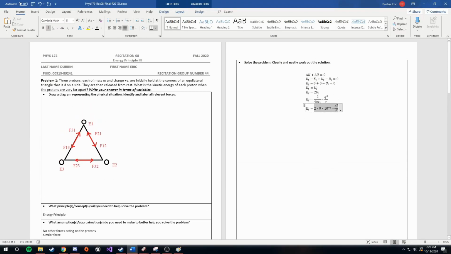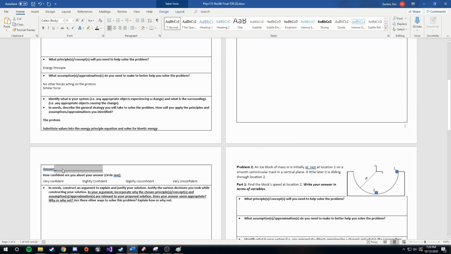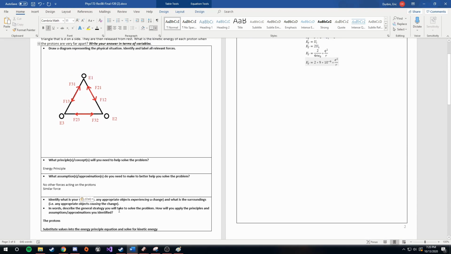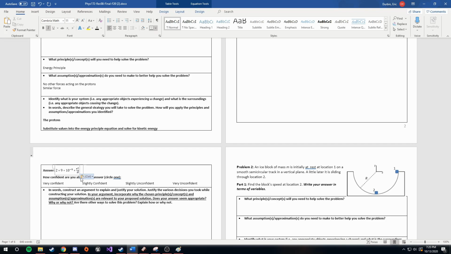Are we sure that this is the answer? How confident are we? Slightly confident. Oh, it's divided by D, not R, because it gives us D in the problem. D. Fantastic.